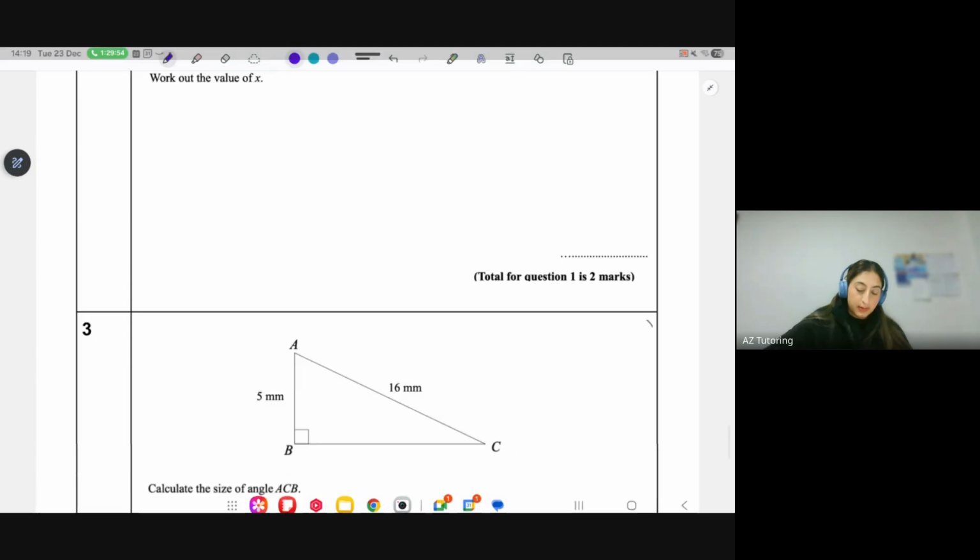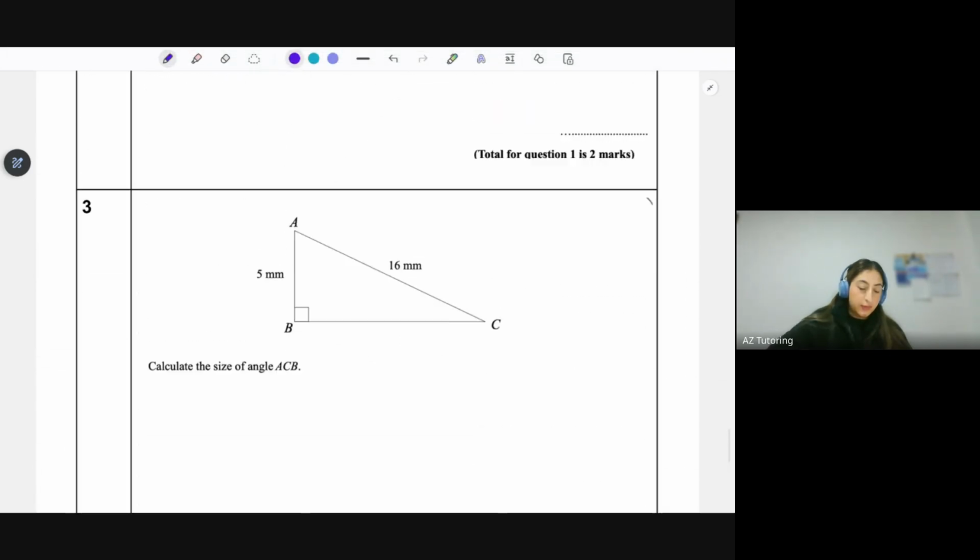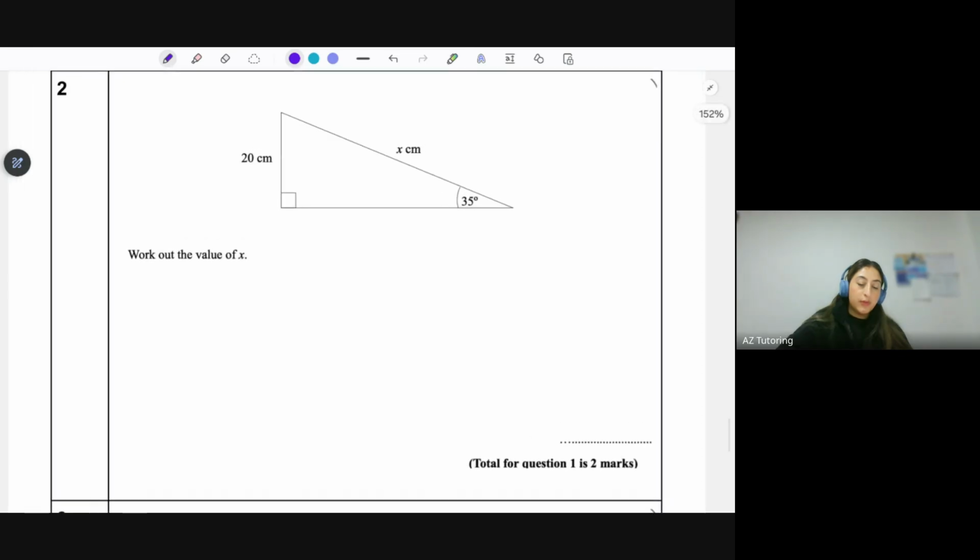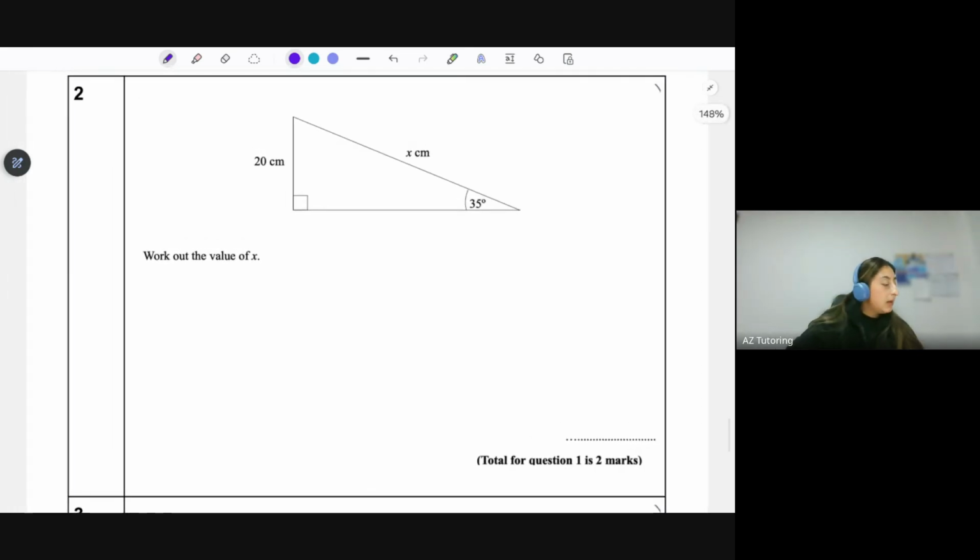How many questions are there? Just 2 more, and then we need to go over the exact trig values.